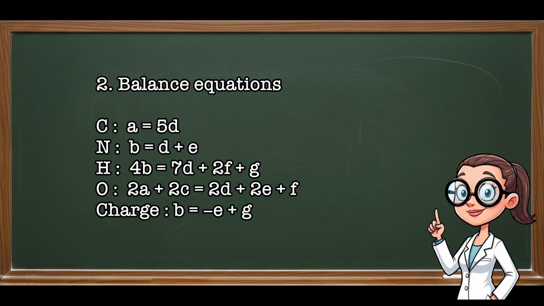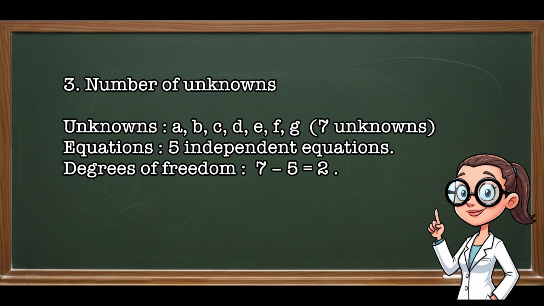Charge: B equals minus E plus G. That's 5 equations. Number of unknowns: A, B, C, D, E, F, G, so 7 unknowns. Equations: 5 independent equations. So 7 minus 5 equals 2 degrees of freedom. This means the solution space is not a single line, a scaling of one answer, but a plane. Multiple independent solutions exist.